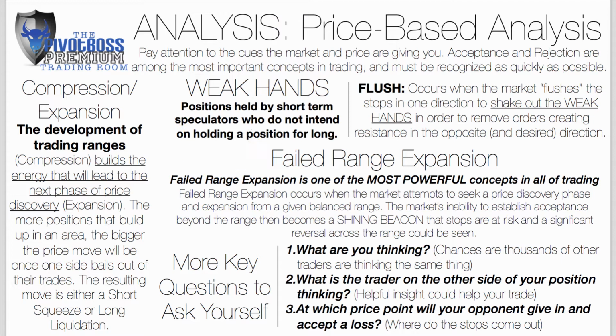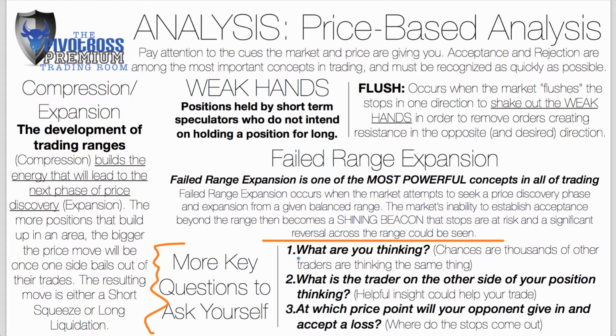So, failed range expansion basically occurs when the market attempts to seek a price discovery phase and expansion from a given balanced range. But when the market's inability to establish acceptance beyond the range occurs, this becomes a shining beacon that stops are at risk, and a significant reversal across the range could be seen. And we'll look at that in the charts as well.